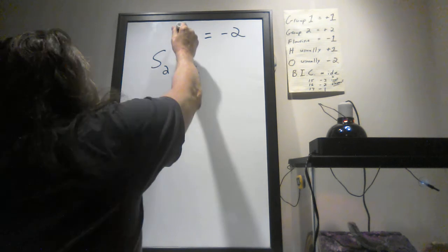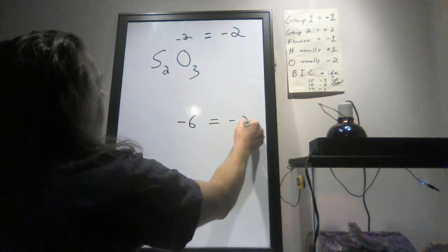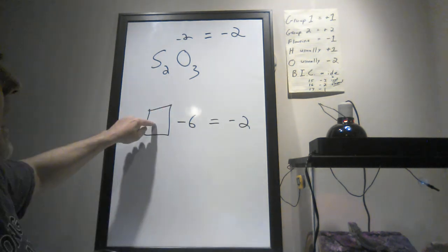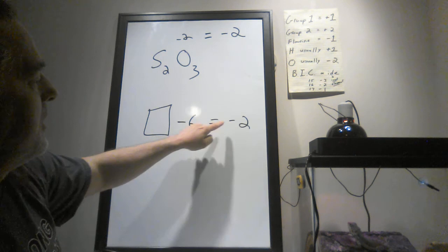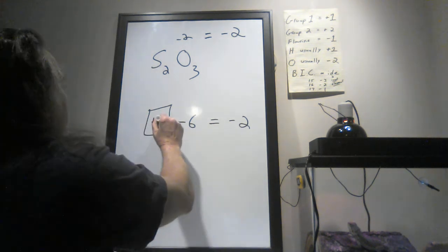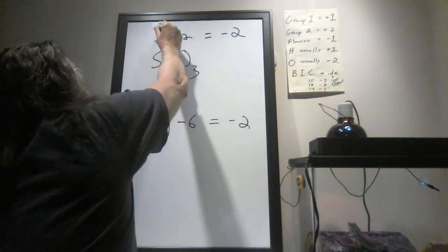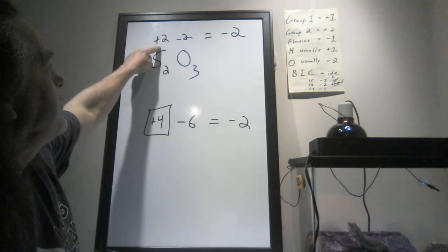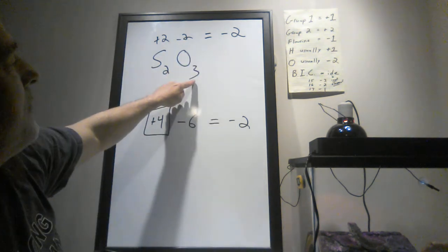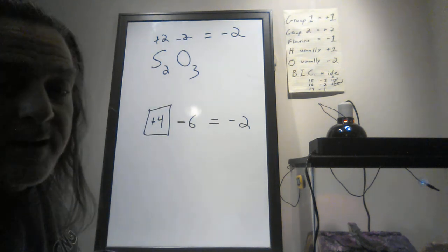Right? Oxygen is -2, so that's -6. The whole thing has to add to -2. What other number could we have to make a -2 with a -6 already being there? And that would be +4. Again, there's 2 of them, so +2 each. So +2 and -2 is -2, considering you have one more oxygen than sulfur. Okay, that's all of them.